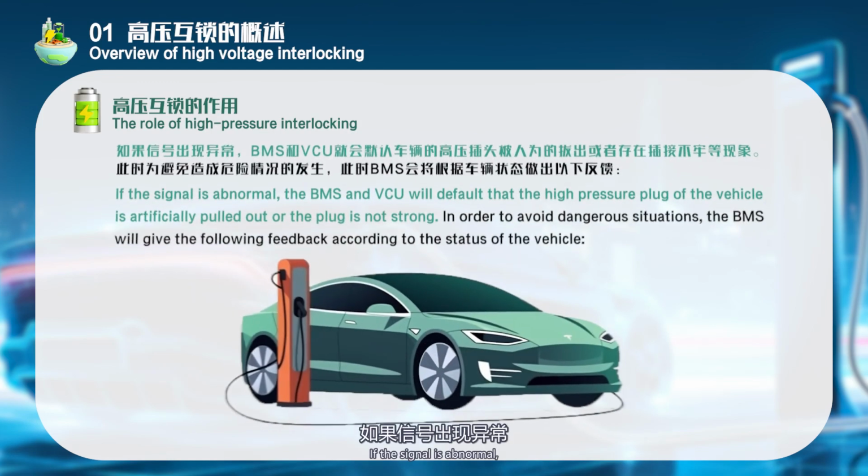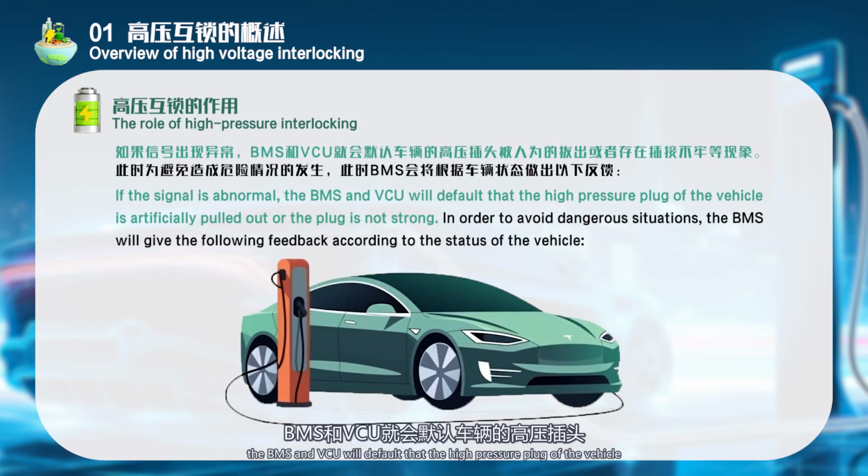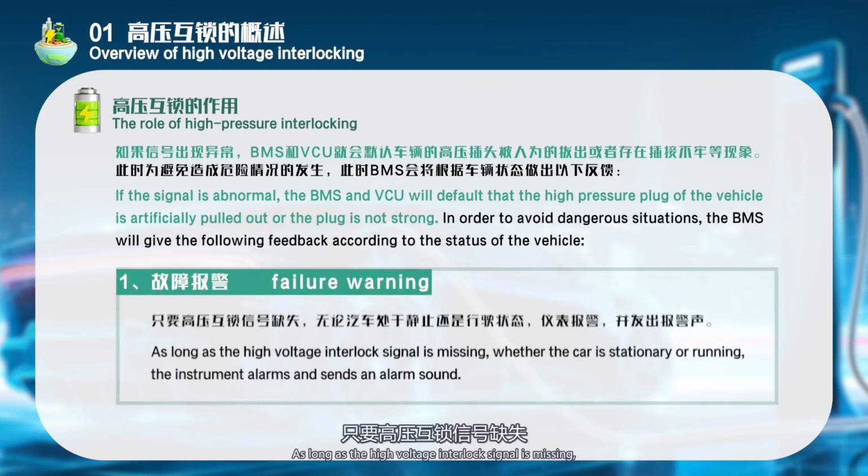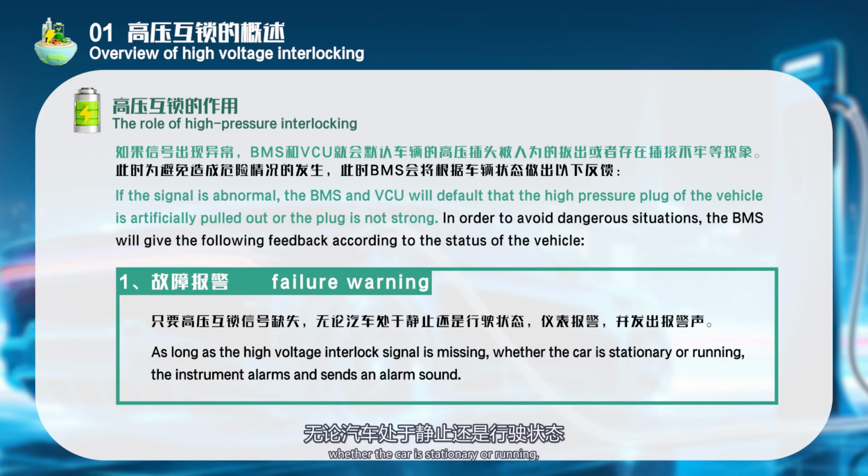If the signal is abnormal, the BMS and VCU will assume that the high-voltage plug of the vehicle has been pulled out or the plug is not firmly connected. In order to avoid dangerous situations, the BMS will give the following feedback according to the status of the vehicle. 1. Failure warning. As long as the high-voltage interlock signal is missing, whether the car is stationary or running, the instrument alarms and sends an alarm sound.